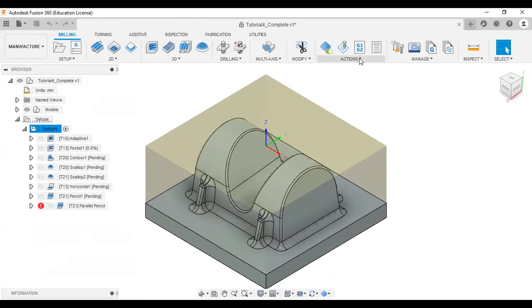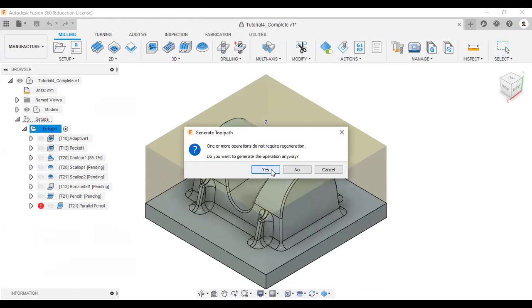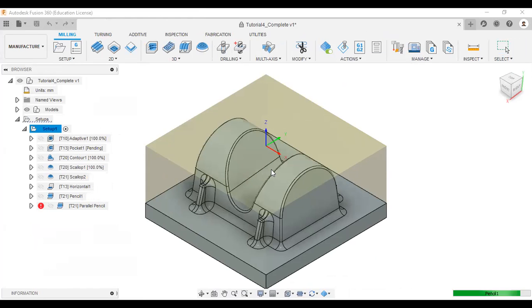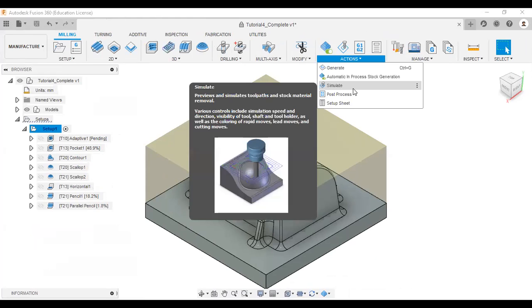Go to actions, so you can see the different strategies. I will generate all the strategies, and then go to action, simulate.